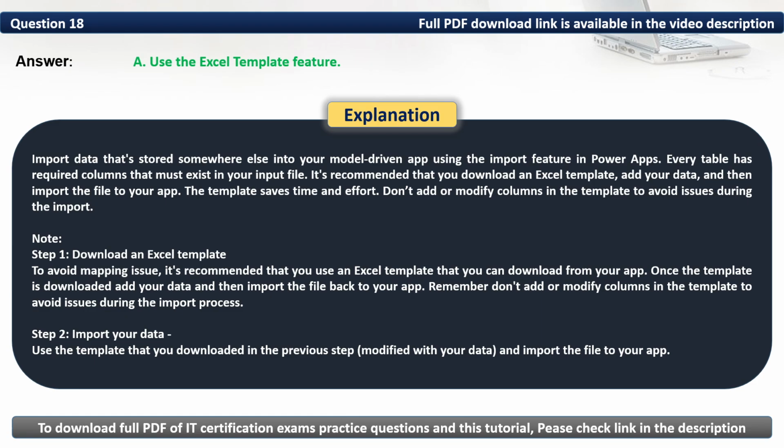Note: Step 1: Download an Excel template. To avoid mapping issues, it is recommended that you use an Excel template that you can download from your app. Once the template is downloaded, add your data and then import the file back to your app. Remember, don't add or modify columns in the template to avoid issues during the import process. Step 2. Import your data. Use the template that you downloaded in the previous step and import the file to your app.